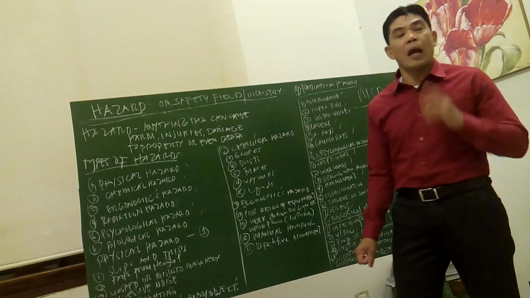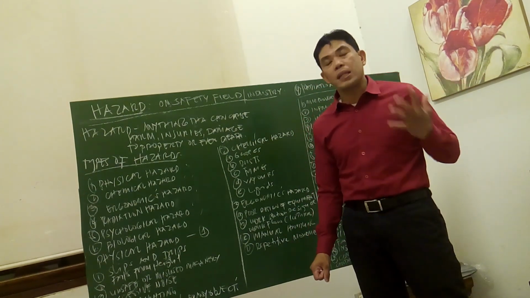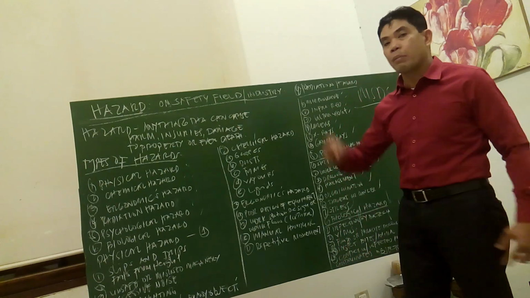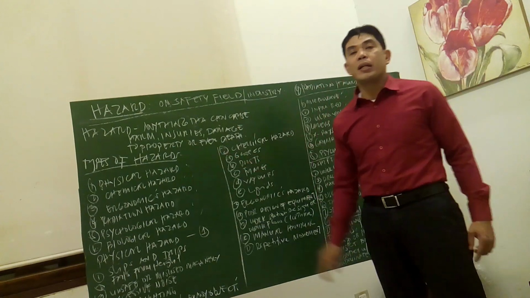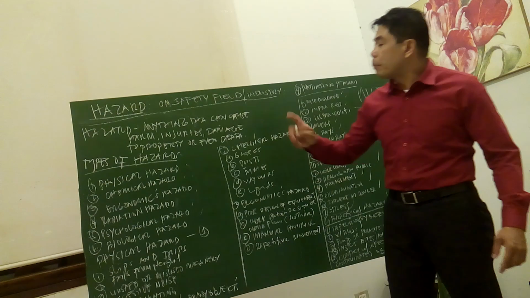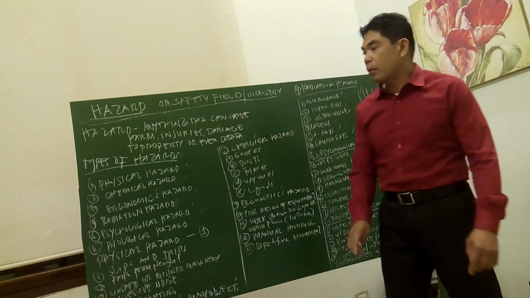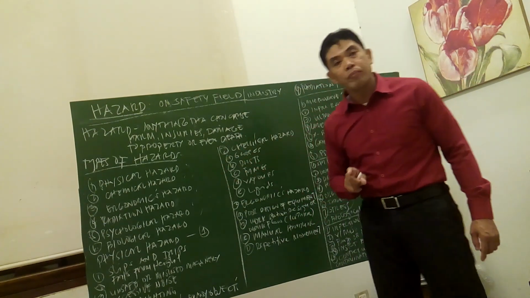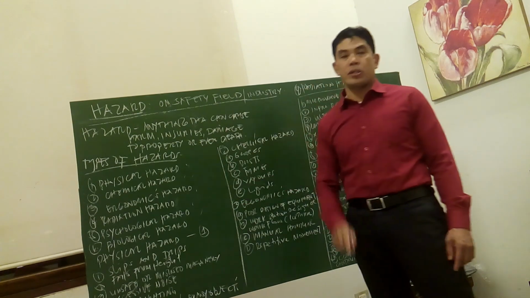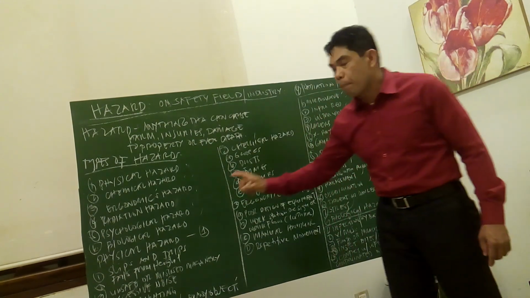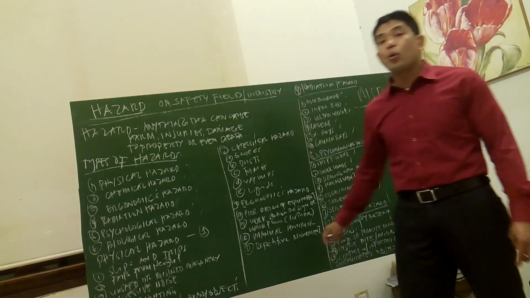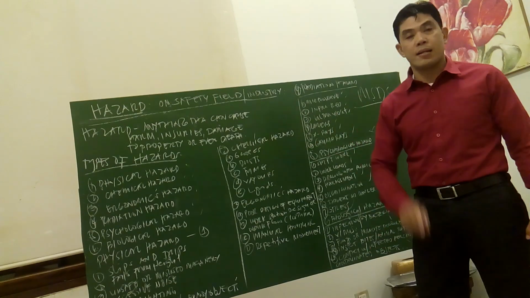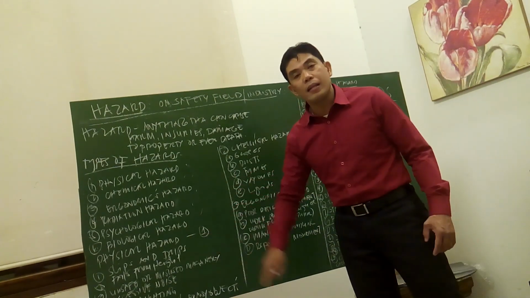Now, what are the types of hazard? We have 6 types of hazards. What are they? Number 1, physical hazard. Number 2, chemical hazard. Number 3, ergonomic hazard. Number 4, radiation hazard. Number 5, psychological hazard. And number 6, biological hazards. So what are the examples of physical hazard? Number 1, slips and trips.